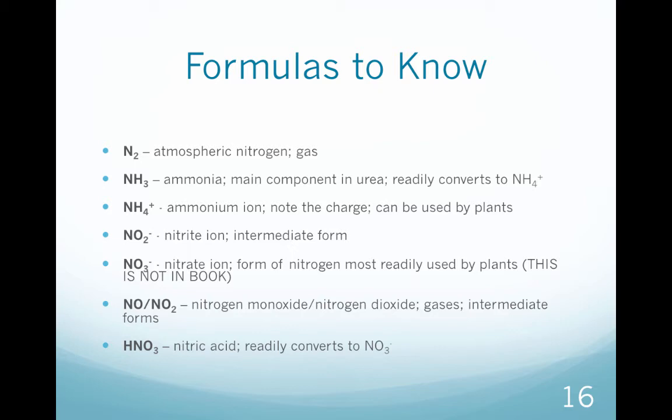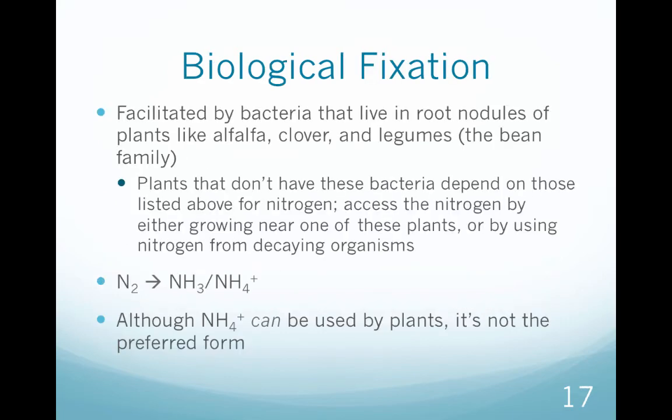Okay, again, remember, any of those ions, you really only find them in water. Then you have NO, which is nitrogen monoxide, and NO2, which is nitrogen dioxide. Those are gases, and they are intermediate forms of nitrogen. HNO3 is nitric acid, and it readily converts to the nitrate ion, which is NO3-. Okay, how do we get there?